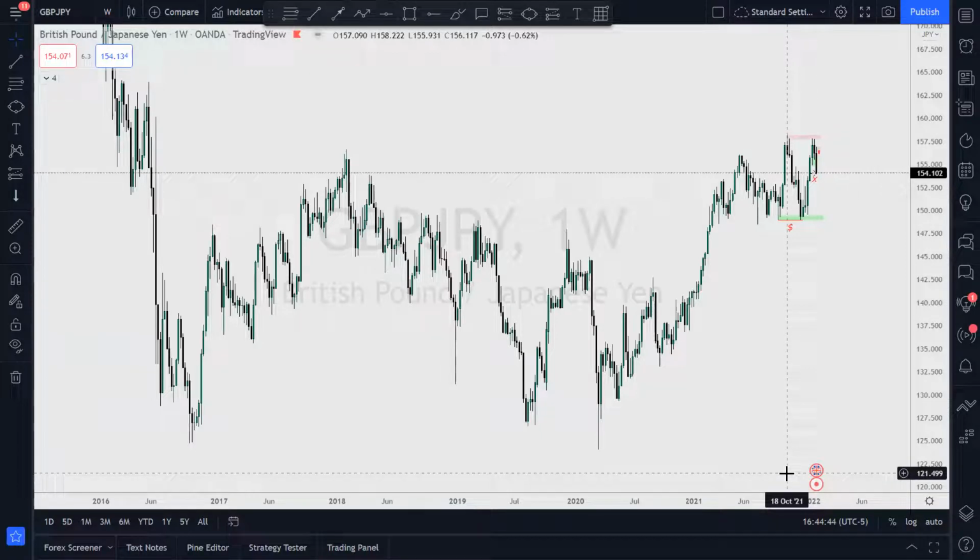Let's take a look at pound yen. The previous video was on pound USD. It's a similar situation, but the price action is a little different. That's why I'm starting off here at the weekly.